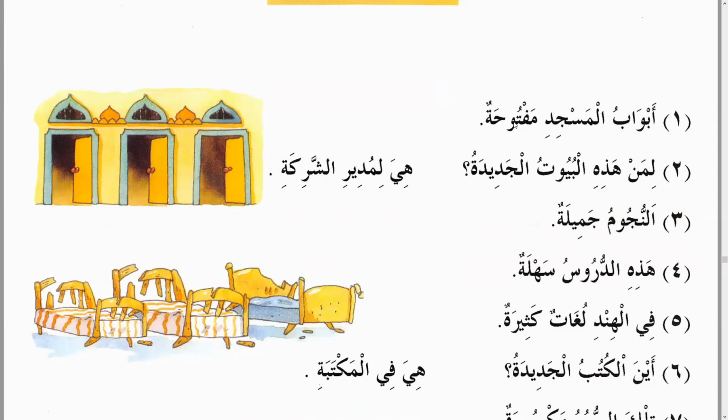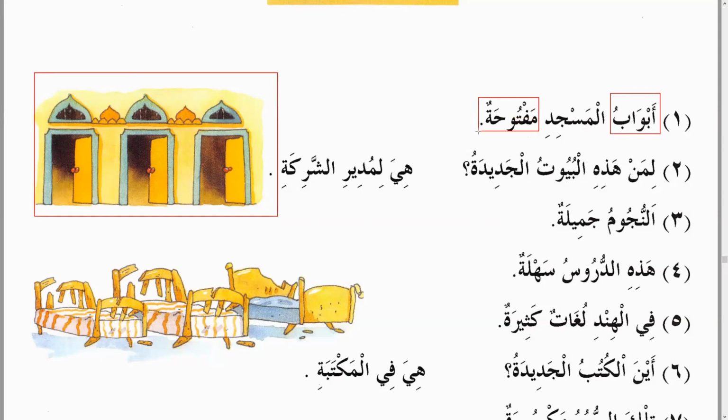Abwabul masjidi maftuhatun. Abwabul masjidi. Now, abwab, the singular is bab, right? This is again mudaf and mudaf ilayhi. Abwabul masjidi, the masjid's doors, right? All the doors, the plural. The masjid's doors, mudaf and mudaf ilayhi, maftuhatun, is open, right? Abwabul masjidi maftuhatun, right? It is open.